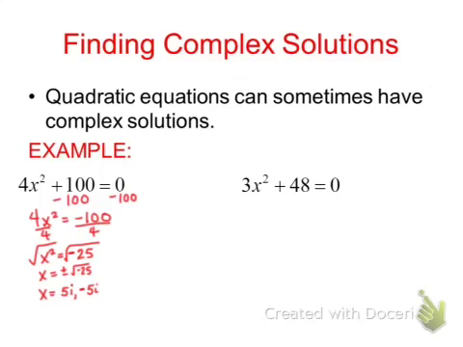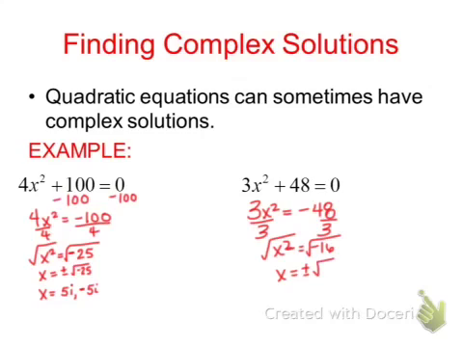Okay, so this one would be the same way. I would end up doing 3x squared, subtract my 48, so that equals -48. Divide both sides by 3. I get x squared equals -16. I go to square root both sides, and I end up with x equals plus or minus the square root of -16, which is x equals plus or minus 4i, which I would write out as 4i and -4i. Okay, so again, actually imaginary solutions for those two problems.